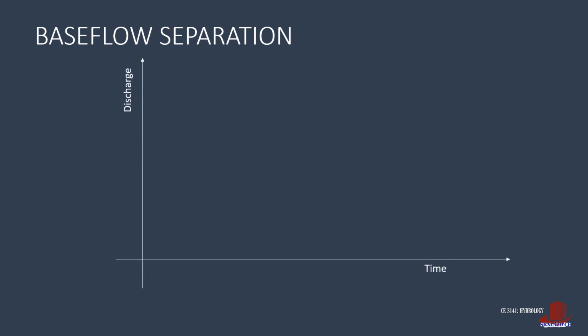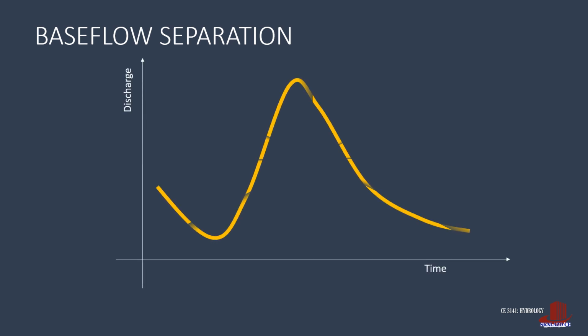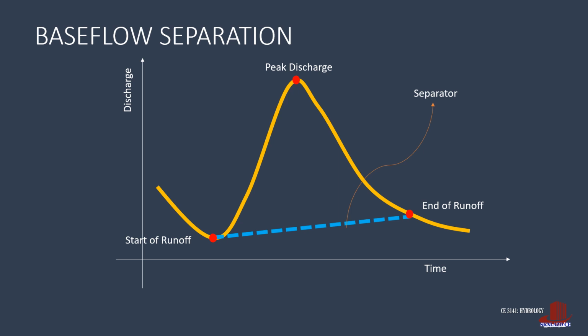Now let's discuss how to separate direct runoff from the base flow. Say we have a hydrograph. This is the plot of time versus the discharge. The first point on the curve is the start of the runoff. Another point is also known as the peak discharge. There is also a third point after the peak, which marks the end of the runoff. By identifying the start and end of the runoff, we can separate the base flow with a connecting line. This is the concept of single line method.